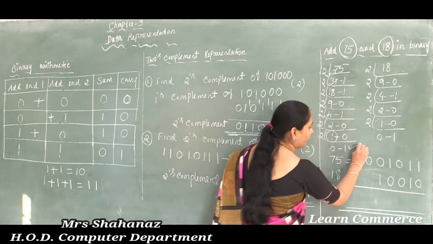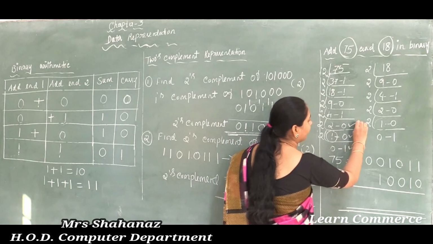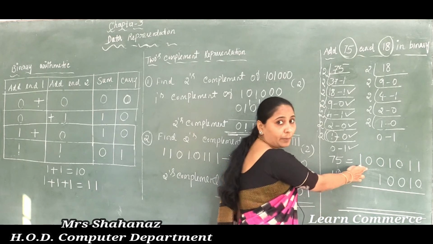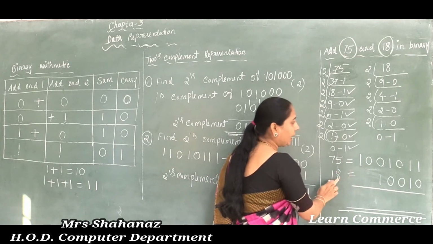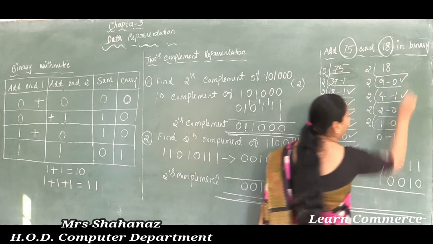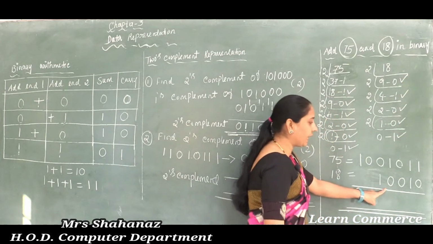I took first of all this one, then this value, and later the third value, fourth value, fifth value, and the sixth value. So I completed the number 75. Okay, and 18 value, how I took? 1 0 0 1 0. So this value, so like that I completed.